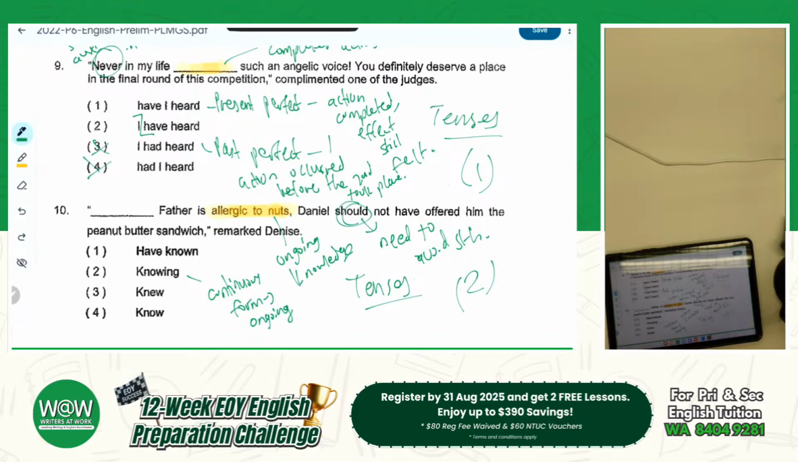The first one is have known. So have known over here is in your present perfect tense. Okay, and this means that my action is completed, but the effect is still felt. Knew here is past tense and know is present tense and plural. Okay, so we don't really need to use the other options because we are looking at an ongoing action.